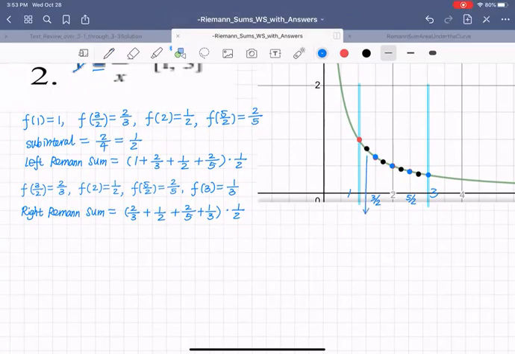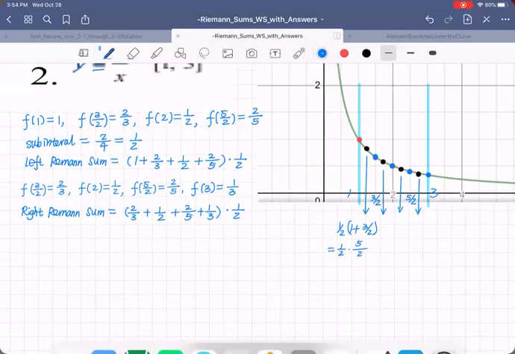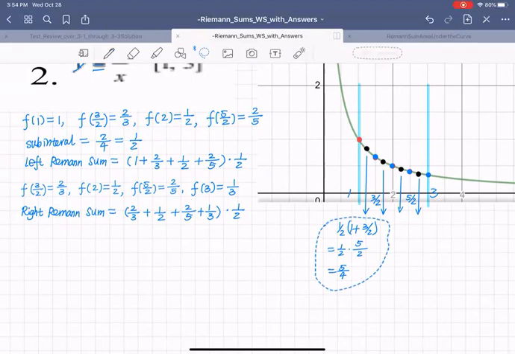I'm going to write it down over here so that I will not get confused, okay? So the midpoint between 1 and 3/2 is going to be this. That equals 1/2 times 5/2, which is 5/4. Correct? Yes. In this way, we won't get it wrong.